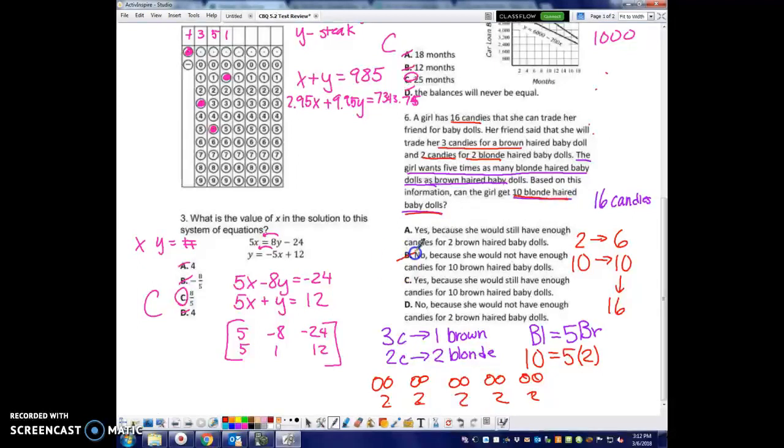Yes, she can. So we can cross out the no. Yes, because she would still have enough candies for 10 brown-haired baby dolls. Well, did she have 10 brown-haired? No, it was 10 blonde, remember? So yes, because she would still have enough for 2 brown-haired baby dolls. That's exactly right. So automatically you can cross out anything with a 10 because that's how many blonde-haired baby dolls she had. Okay, so this first side is going to be part 1 of the review. The back side will be part 2.